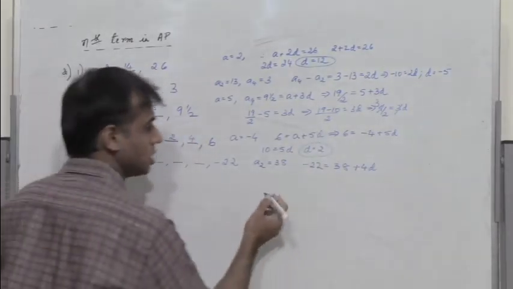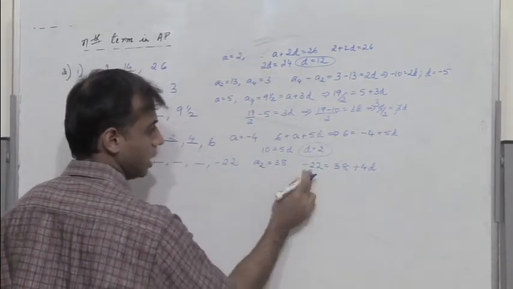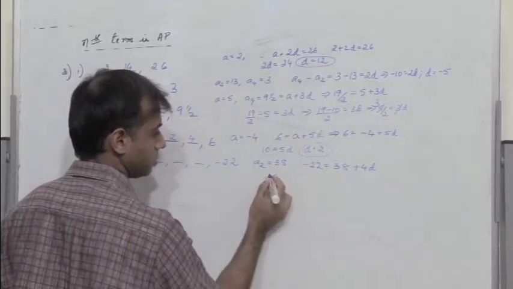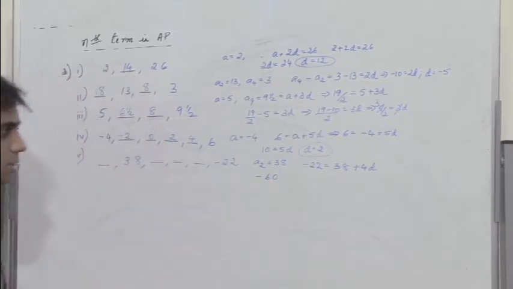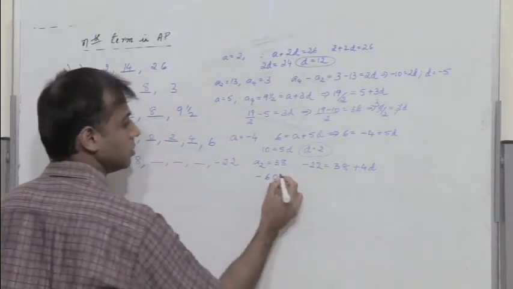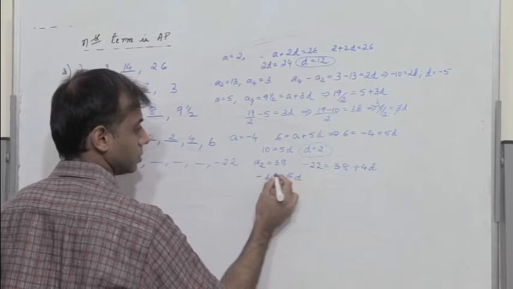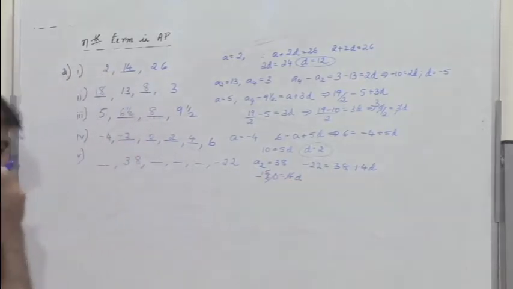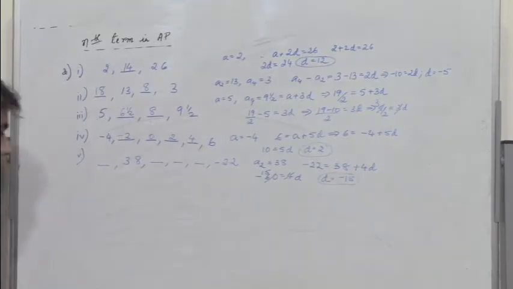So therefore what is D? D is, so minus 22 minus 38. So it becomes minus 60 equals 4D. So we get D equals minus 15.